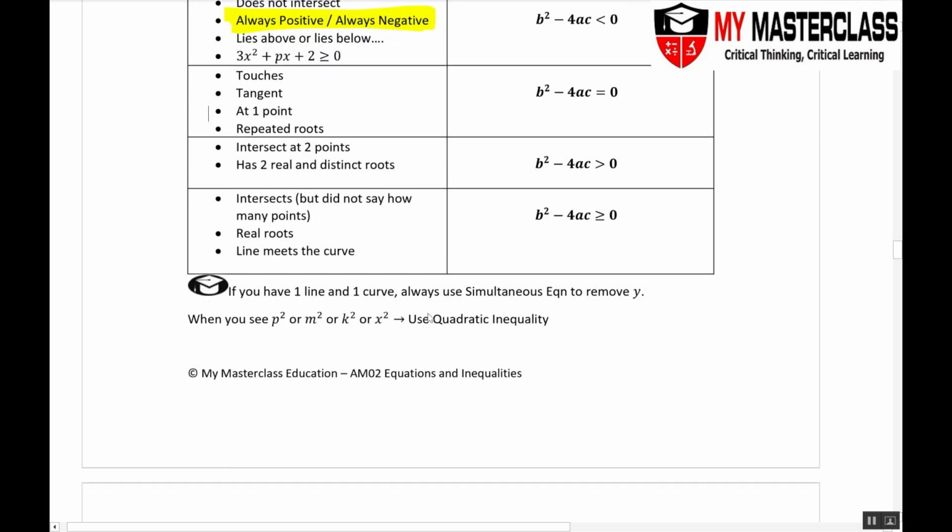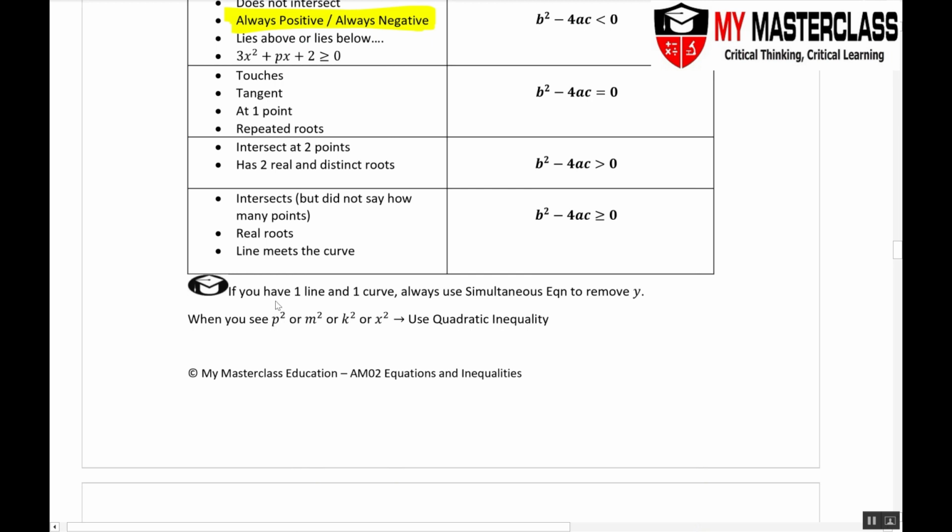The part where a lot of students miss out is this last portion here. When they say intersect, but they never say how many points, it could be 1 point, it could be 2 points, so we won't know. So just assume it to be more than or equals to 0 because it could be either scenario. Same thing if they say real roots, it could be real and repeated or real and distinct, so I have both scenarios as well. Line meets the curve, same thing, never mention 1 or 2 points, so just assume both scenarios.